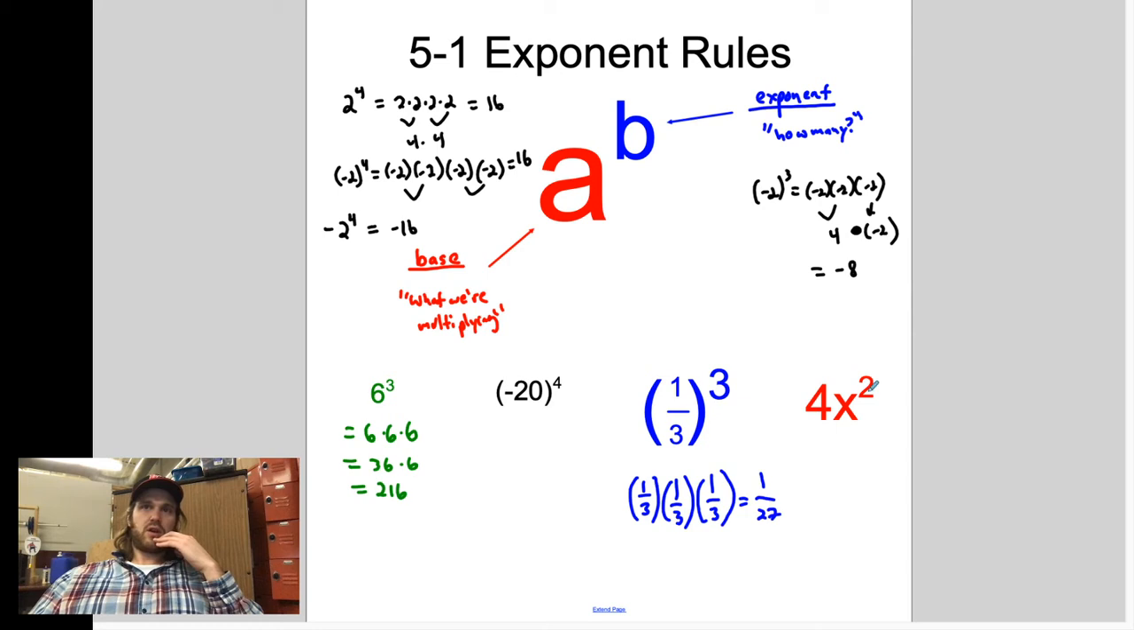Okay, now what's the base here? Is this 2 on the x? Is it on the 4? Or is it on both?